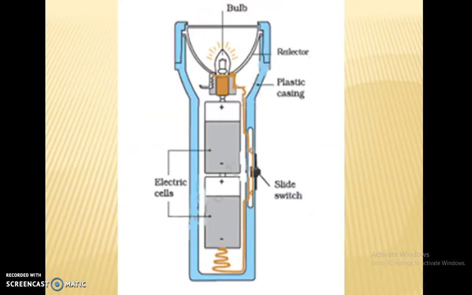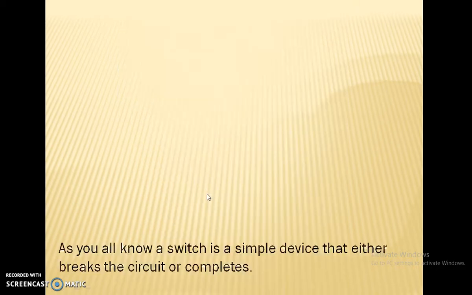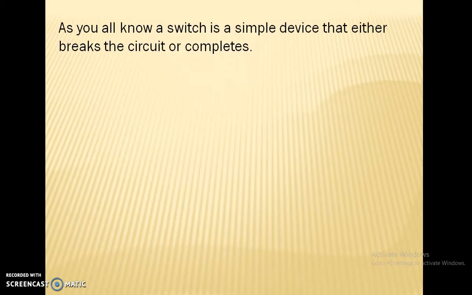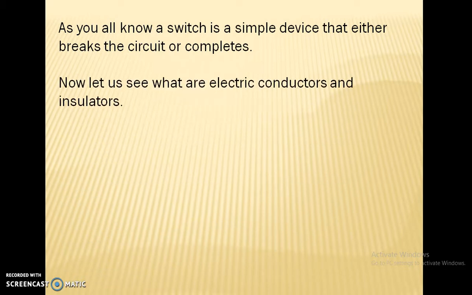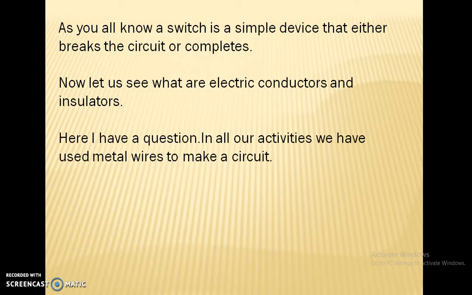As you can see on the screen, this is how the whole interior of the torch looks like. So you have a bulb, you have a reflector, you have a plastic casing, you have a slide switch as you can see, and these are the electric cells which are inserted inside the torch. As you all know, a switch is a simple device that either breaks the circuit or completes it. Now let us see what are electric conductors and insulators.